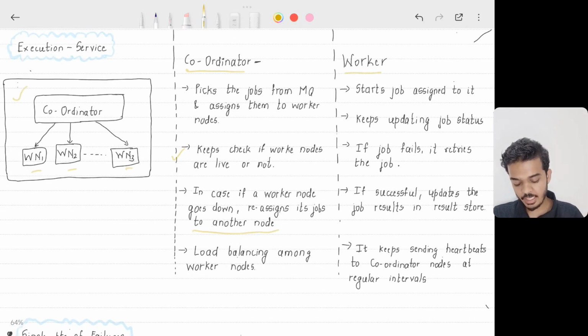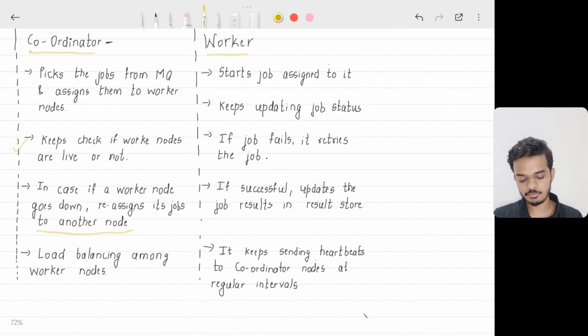Okay. The coordinator node also does the load balancing between the worker nodes. It schedules or distributes jobs on worker nodes in such a way that the load is equally distributed among them. Okay.